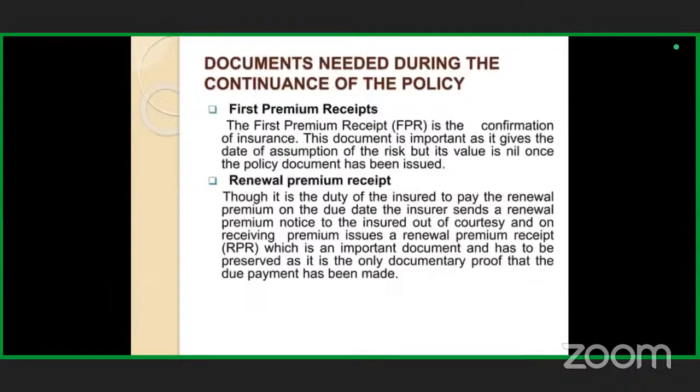Okay, then documents needed during the continuance of the policy. So first premium receipts, renewal premium receipts. First premium receipt is nothing but when you are entering into the contract with the insurance company and taking a policy, you have to pay some premium amount that will be called the first insurance premium. So the first insurance premium is the confirmation of insurance. Once you paid the premium, then your policy is confirmed. This document is important as it gives the date of submission of the risk, but its value is nil once the policy document has been issued.